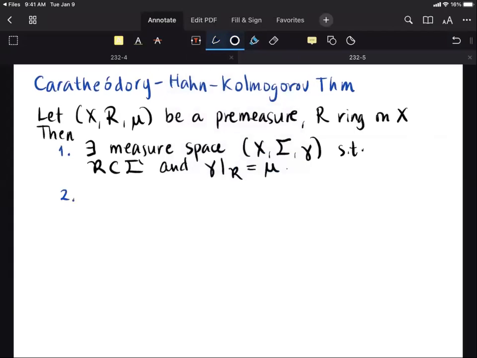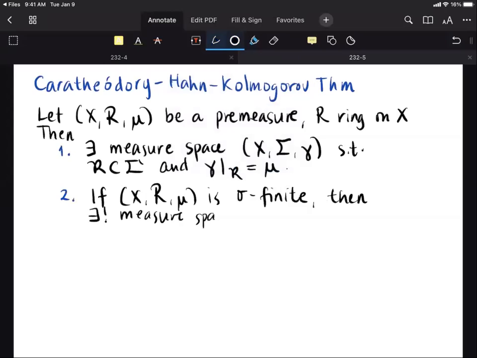The second one: if, let's say in addition, our pre-measure space is sigma finite, okay, then there exists, in fact, a unique measure space, let's say (X, sigma(R), lambda), such that lambda restricted to R, so the restriction of this measure lambda to the ring, is the same as the pre-measure. Okay. So here we have a specific sigma algebra, and that is the sigma algebra generated by R.